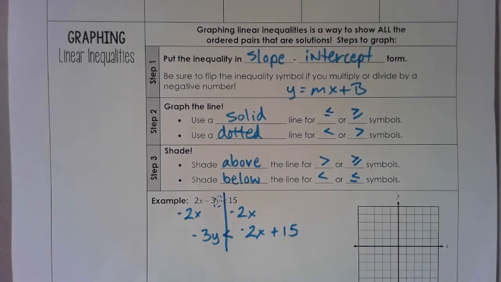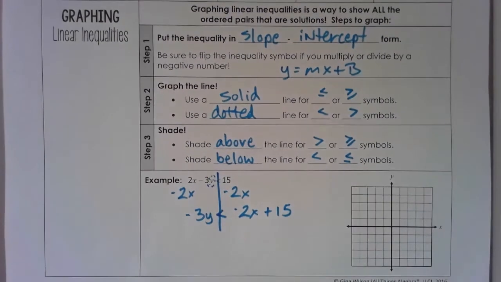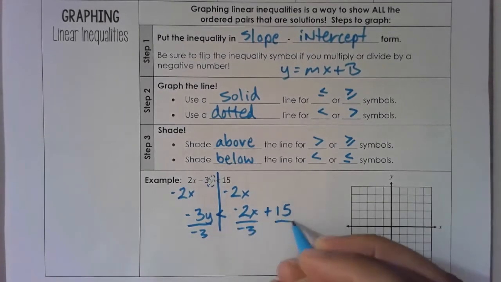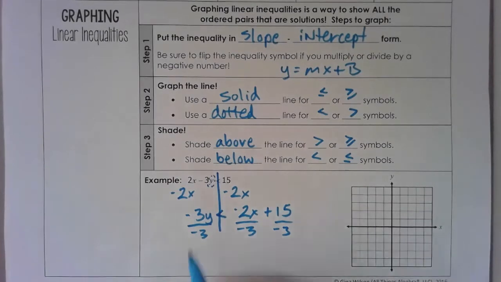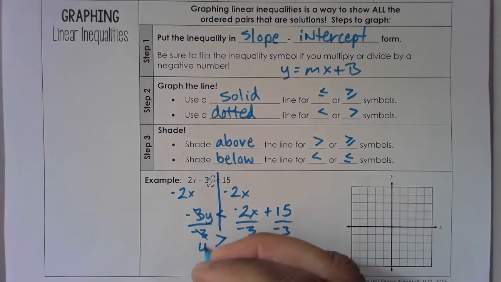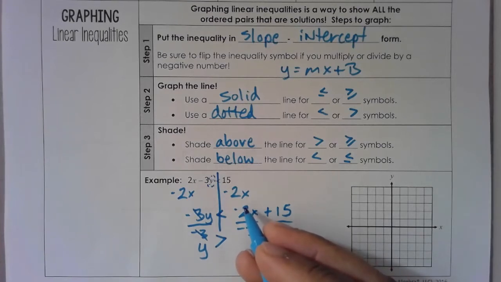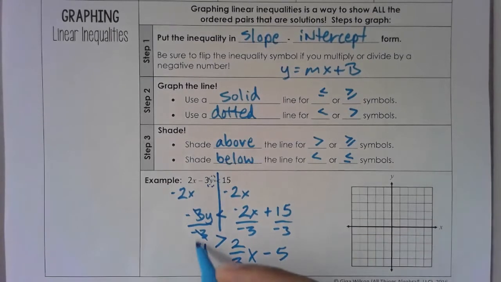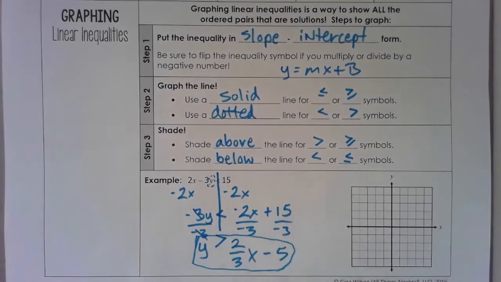Then my final step is to get the y by itself. I need to divide by that negative 3. Hopefully you remember that when I divide by a negative, I have to change the sign. I have to flip it, so that less than sign is going to become a greater than sign. So we'll have y is greater than negative 2 divided by negative 3, which becomes a positive 2/3 x. And then 15 divided by negative 3 gives me a negative 5. So that's my inequality, and I can use that to make my graph.